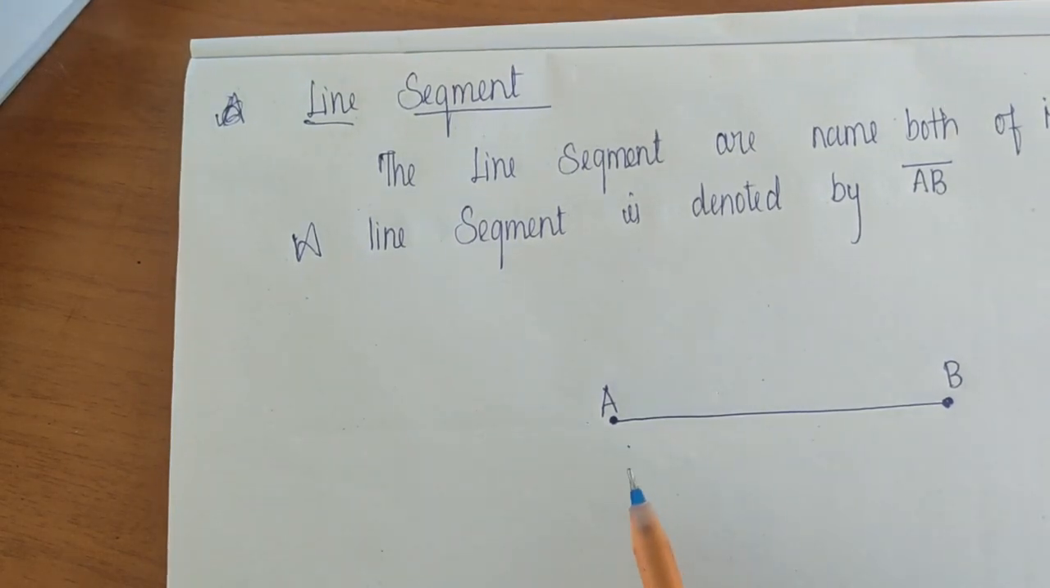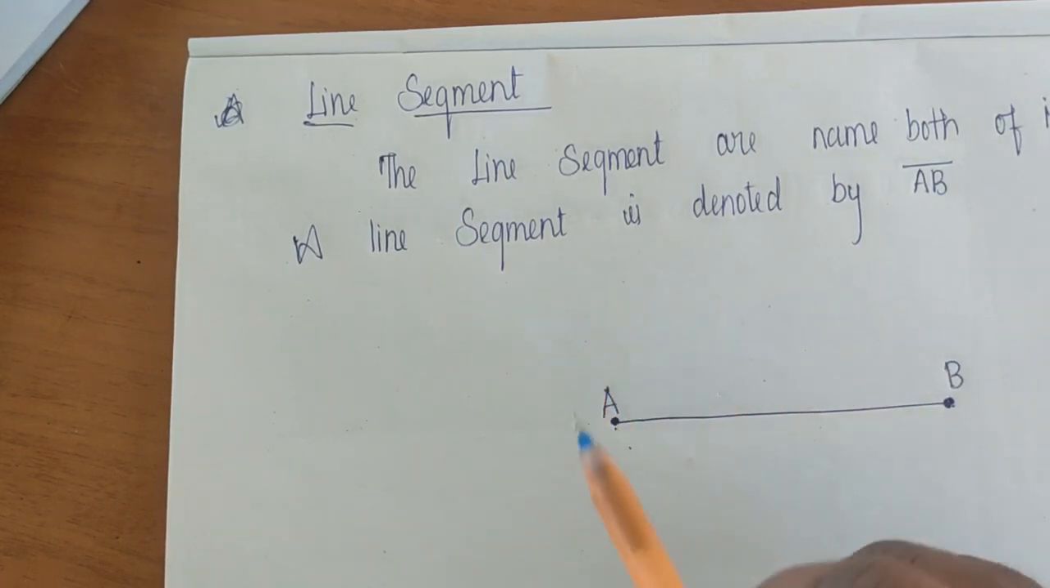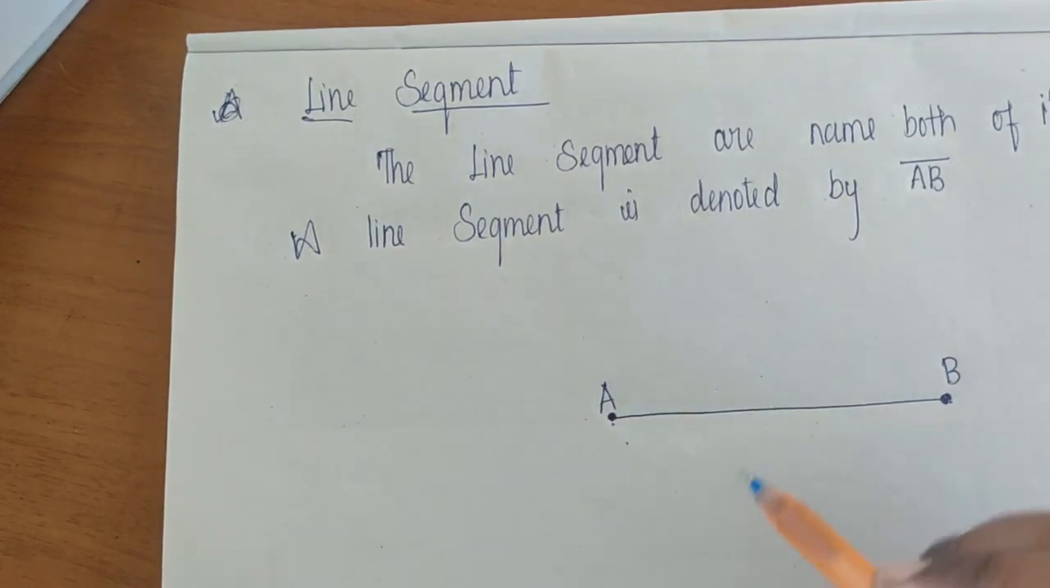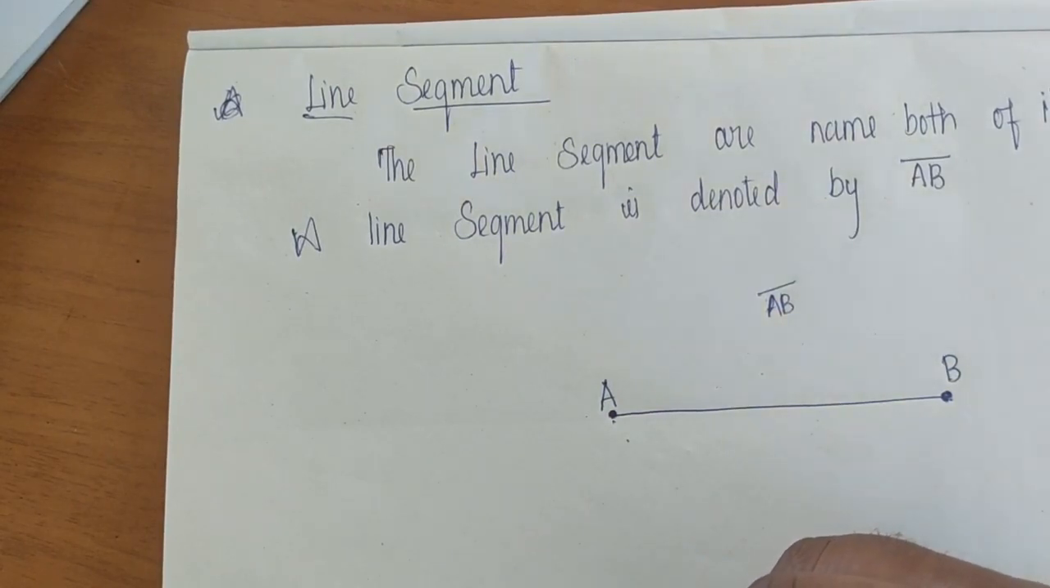A line segment is named by both of its ends with capital letters. Okay students, a line segment is denoted by AB with a bar over it. The line segment is named by both of its ends with capital letters. A line segment is denoted by AB with a bar.